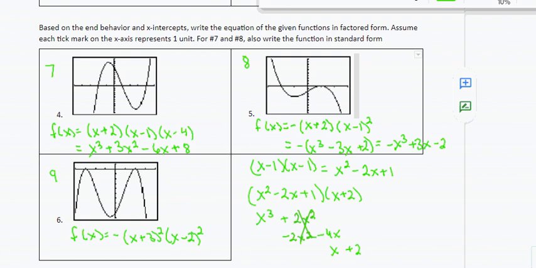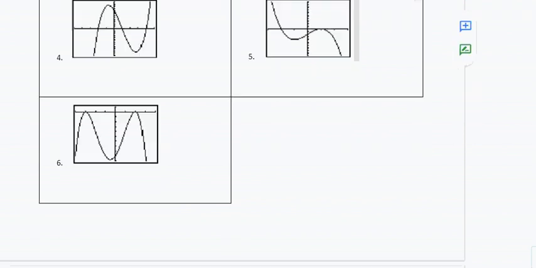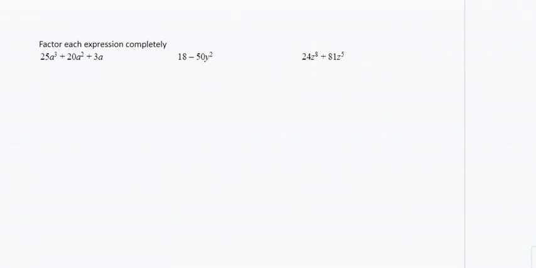And last but not least, we want to factor each expression completely. Let's factor each expression completely. This first one here, what can we do here? We can factor out a.